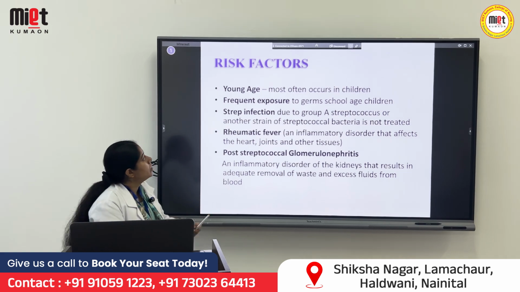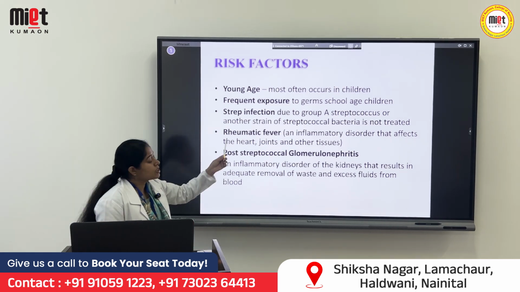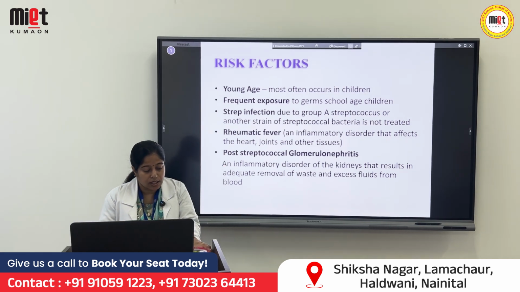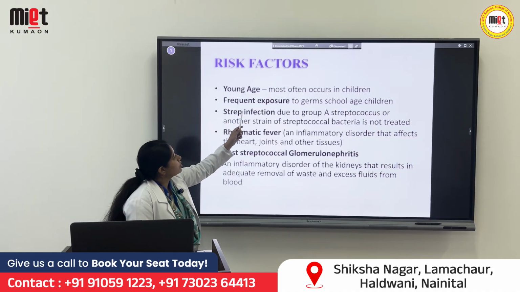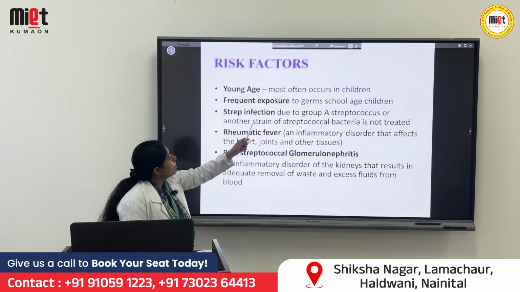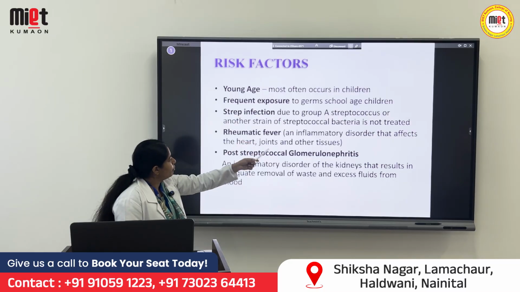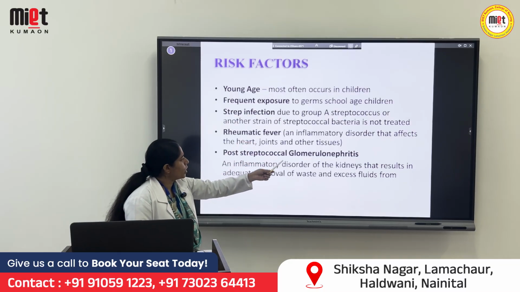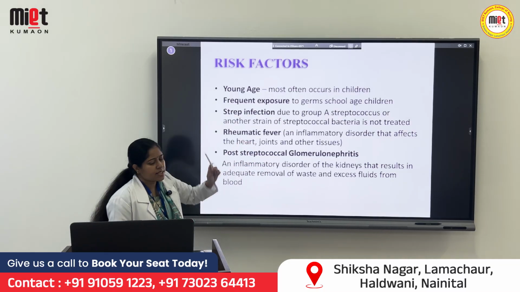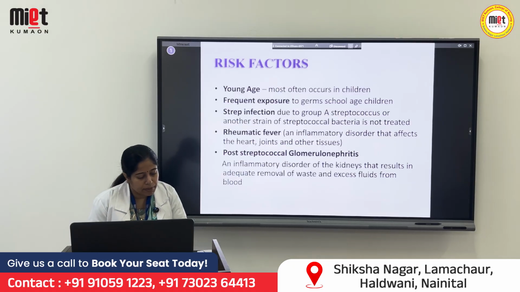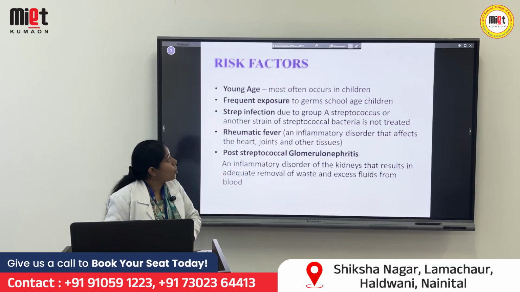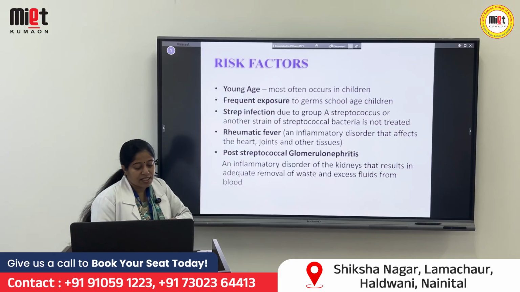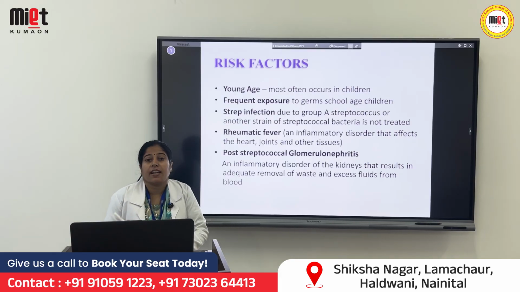Next, we will move to the risk factors. There are many risk factors. The first one is young age, next frequent exposure to germs, strep infection, rheumatic fever, and post-streptococcal glomerulonephritis. What is happening in the case of young age? Tonsillitis most often occurs in children, especially the age group of 5 to 15.